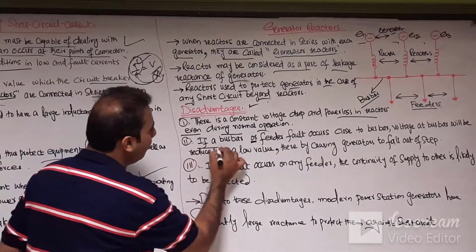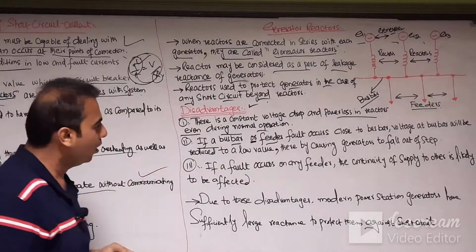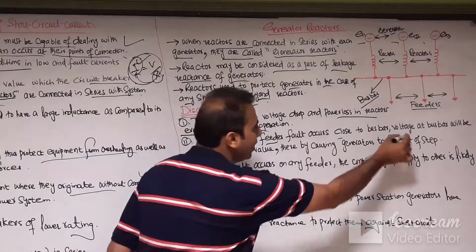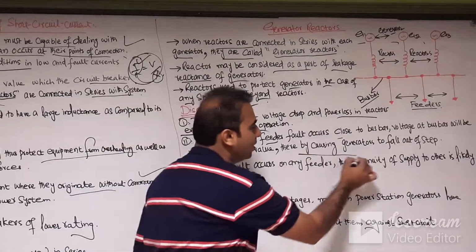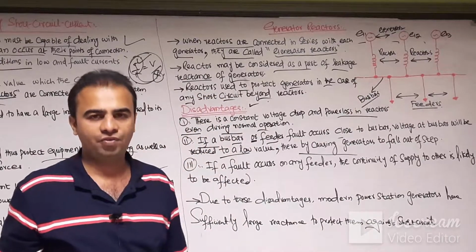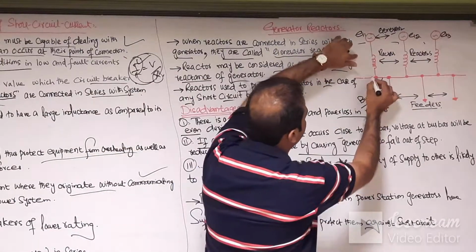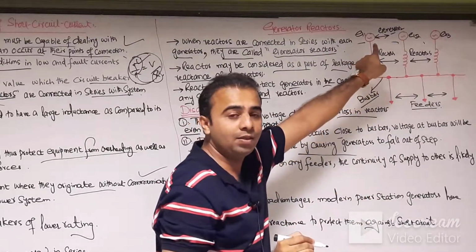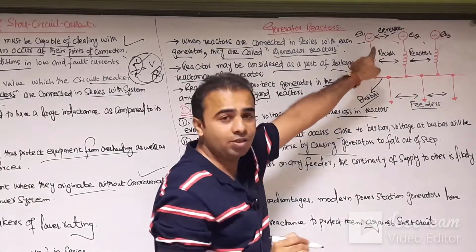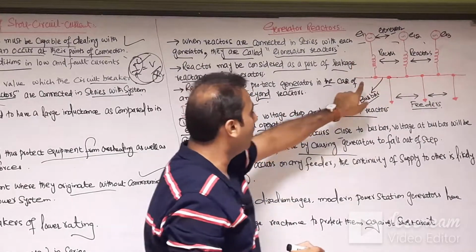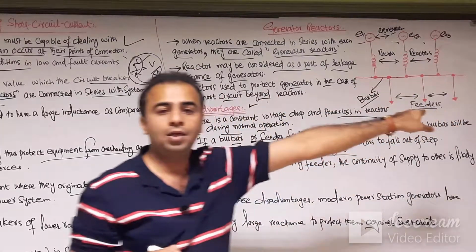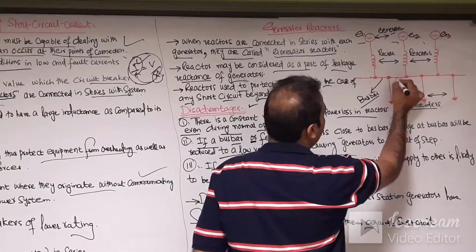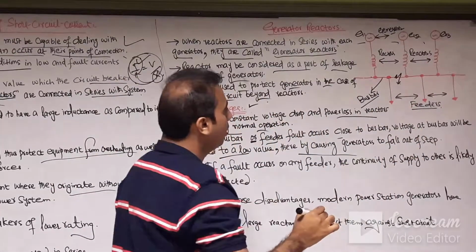Second, if a bus bar or feeder fault occurs close to the bus bar, the voltage at the bus bar is very low, thereby causing the generator to lose synchronism or fall out of step. For example, if the fault occurs at this point on the bus bar, reactors are connected in series with the generator to limit the short circuit current at the generator side, but no additional reactances are connected in series with the feeders and the bus bar. So if the fault occurs at the bus bar, what happens?